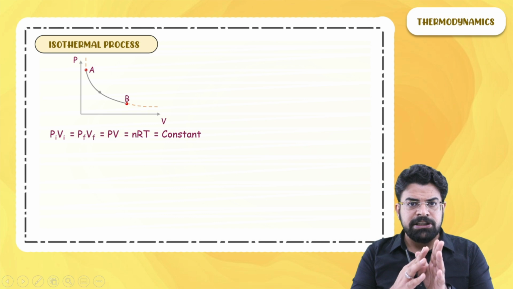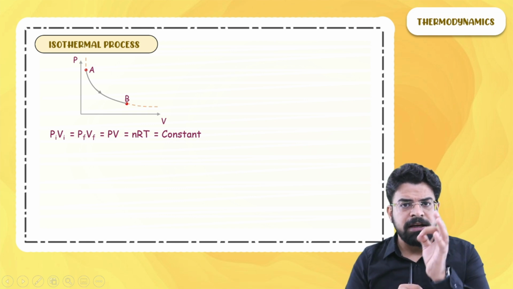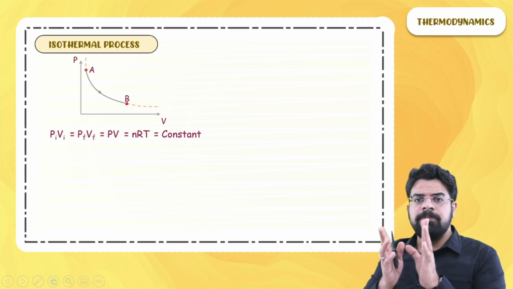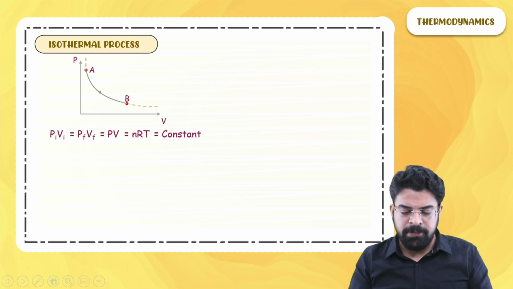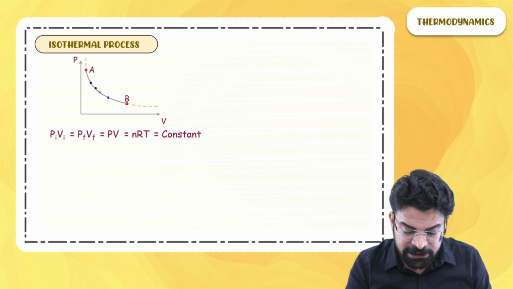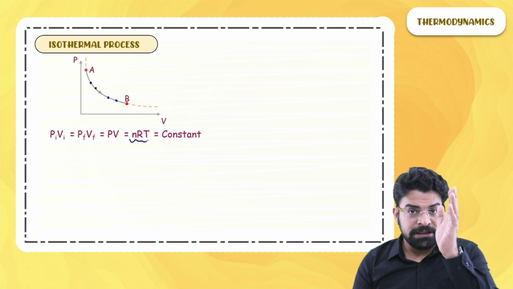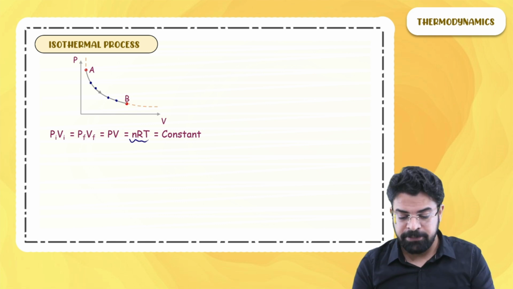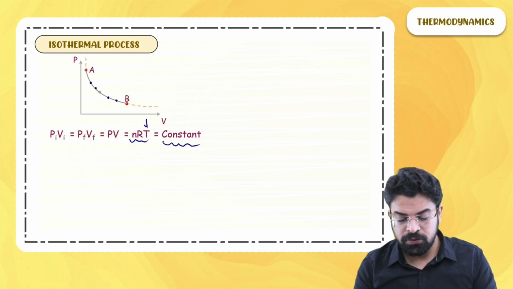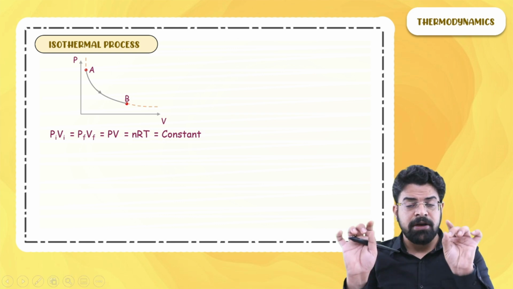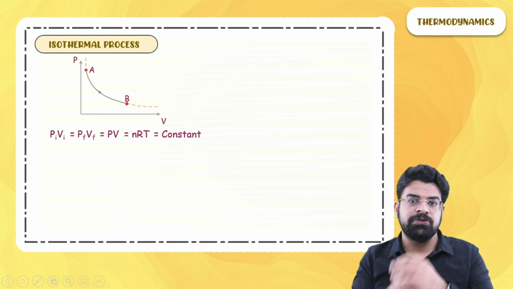So P initial V initial equals P final V final equals the multiplication of pressure into volume at any position in this process, which equals nRT, because this process takes place at a constant temperature. nRT equals constant. So this is the equation for an isothermal process.